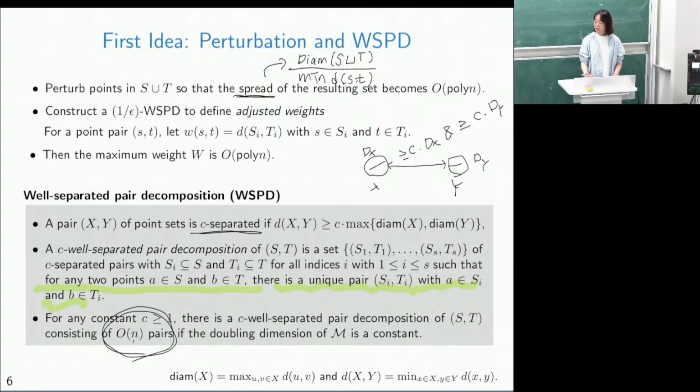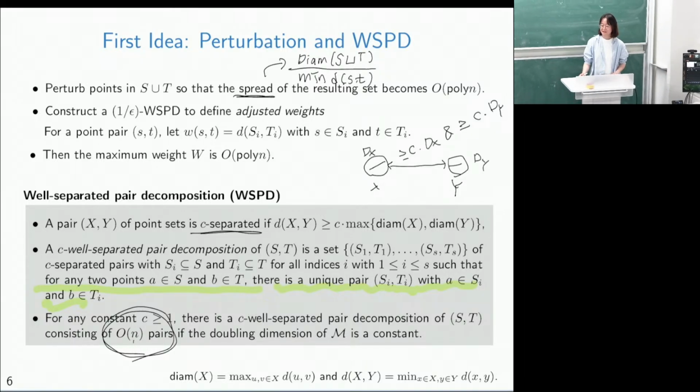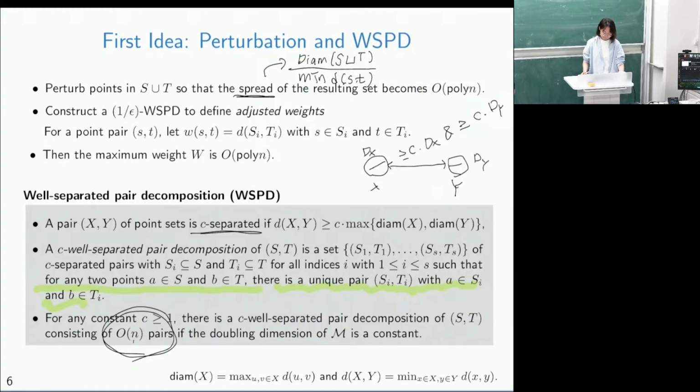Is this like somebody's theorem? Sorry? Is this by... It is a known result, a very well-known result. It is also covered in some computational geometry textbooks. I see. But what is the dependency on doubling dimension? 2 to the order of d times n.